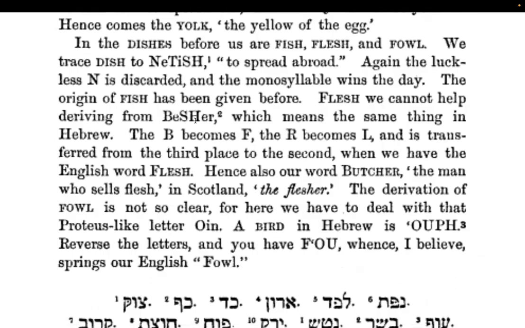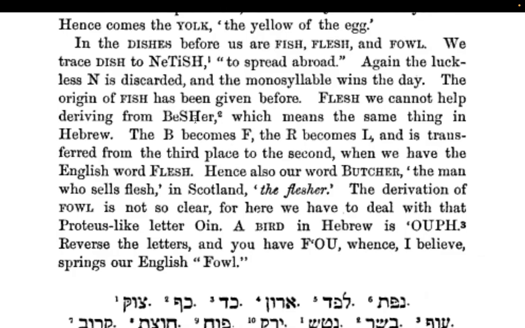The B becomes F, the R becomes L, and is transferred to the third place, or from the third place to the second, when we have the English word flesh. Whence also our word butcher. The man who sells flesh in Scotland is the flesher.